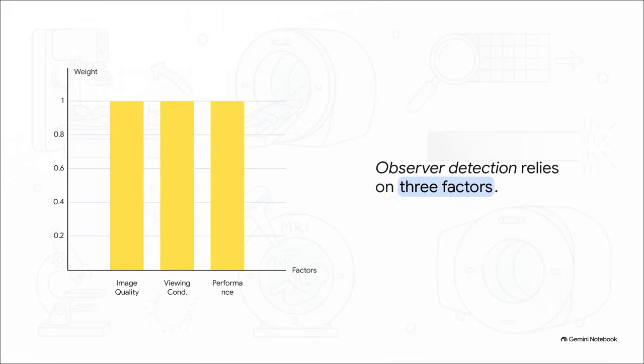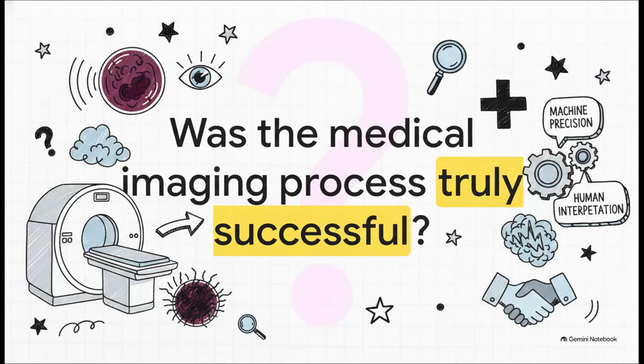Detecting a pathology isn't just about handing over a good image. It's actually a combination of three distinct things. Yes, the image quality is vital, but whether a doctor finds the tumor also relies heavily on the viewing conditions in the room, like the lighting and monitor quality, and crucially, the observer's own performance. The human element at the very end of this chain is just as critical as the high-tech machine at the beginning. Which leaves us with this final provocative thought to chew on.